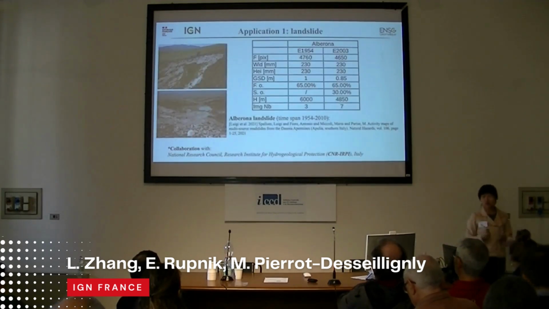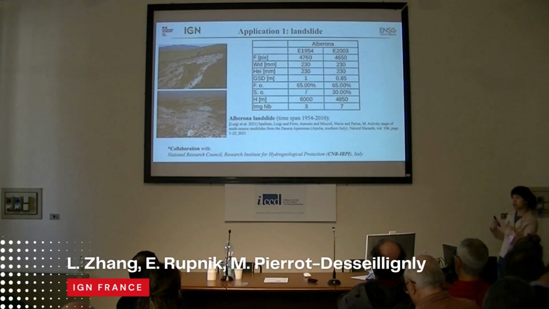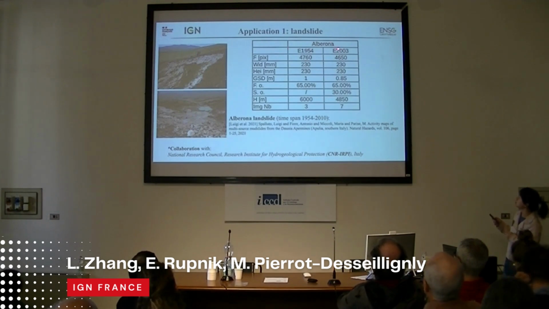Okay, now to the first application, which is about landslide. The test site is located in Alberona, Italy, and there was a slow landslide there, lasting from 1954 to 2010. And we have 2 historical epochs. One is at the beginning of the landslide, and the other one is at the end stage of the landslide.